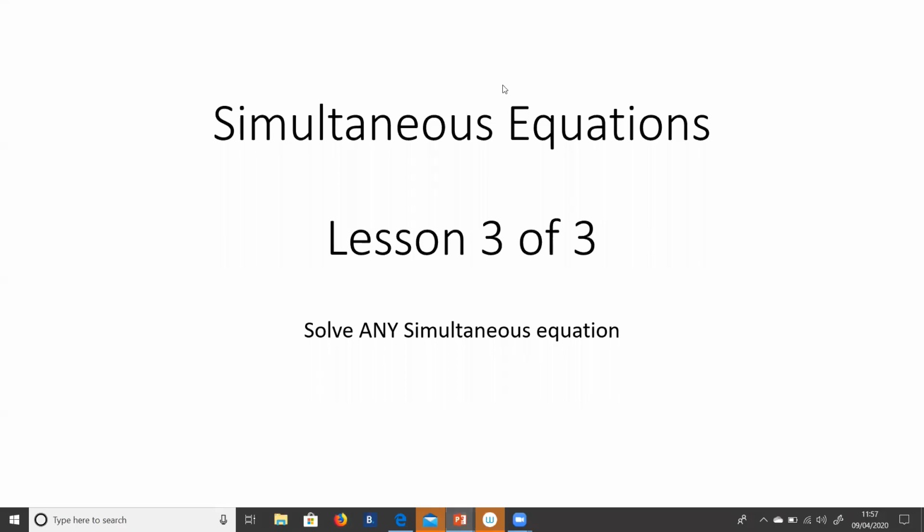Today we're looking at simultaneous equations again, which is lesson 3 of 3. What we want to do now is move on from our first two lessons, where we looked at solving relatively easy equations, to being able to solve any simultaneous equation.